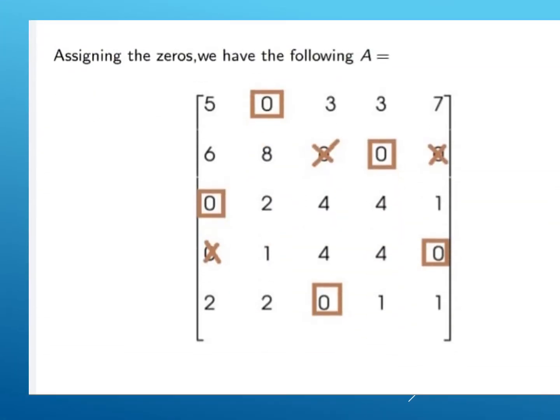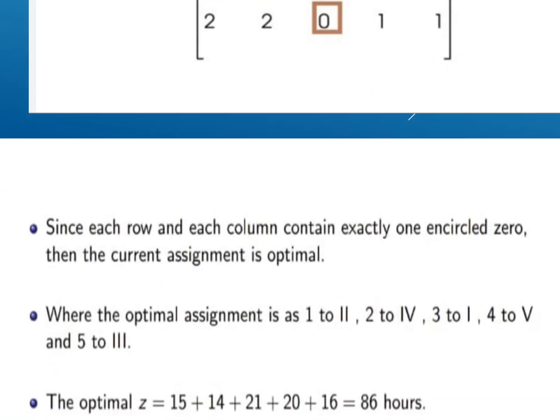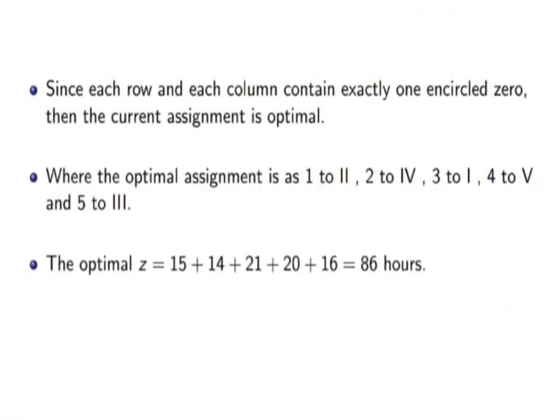Next, we are assigning the zeros. Each row and each column having single zero. So, the current assignment is optimal. The optimal assignment is 1 to 2, 2 to 4, 3 to 1, 4 to 5, and 5 to 3. The optimum value is 86 hours.